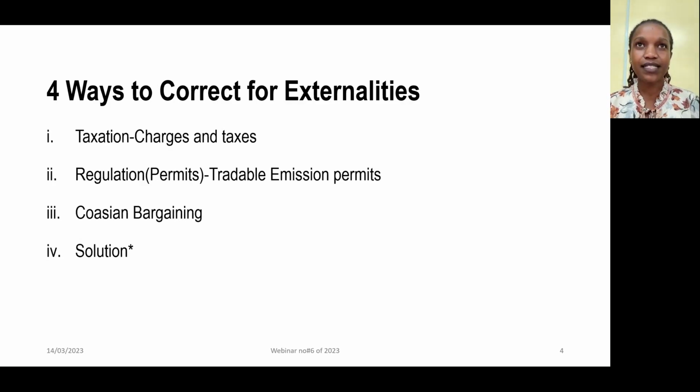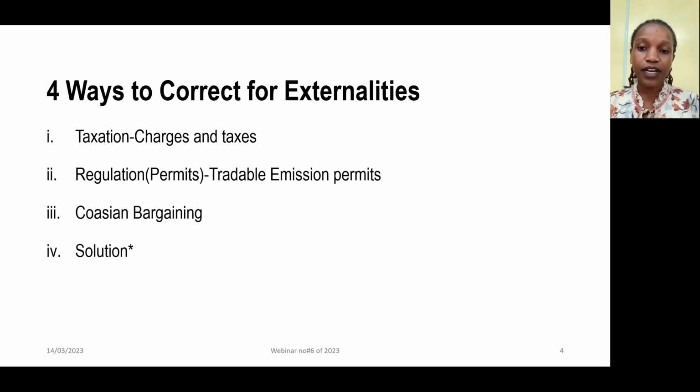We've already discussed pollution as a negative externality and pollution in terms of emission of CO2. So we look at four ways according to economics on how to correct for externalities. The first one is taxation, which is charges and taxes. For a long time, it has been used to correct many externalities in case of a market failure. Ideally, it's deemed the efficient level of pollution occurs where the marginal cost of pollution equals the marginal benefit or marginal abatement cost of pollution.